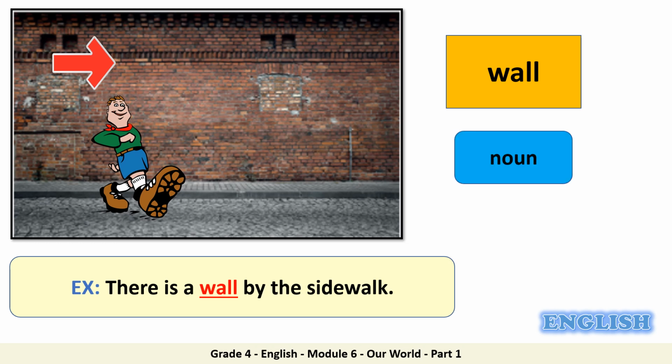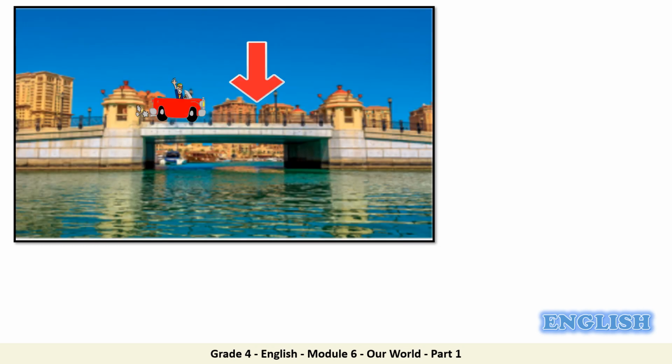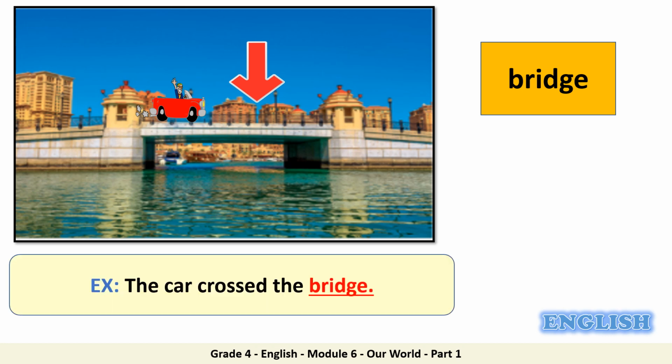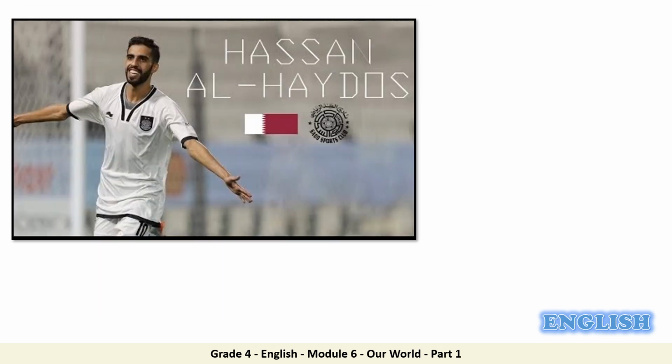Yes, it's a noun. Let's move to this picture. What can you see? Can you spot the car? Where is it? It's over the bridge. Can you use the word bridge in a sentence? The car crossed the bridge. Can you tell me the part of speech? It's a noun.